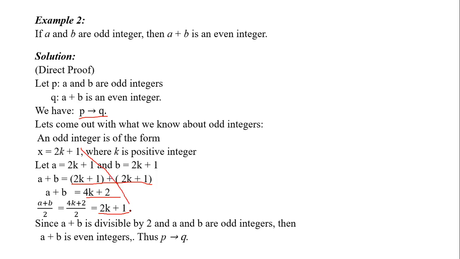Or we can also say that when you add, you are going to get an even number. And we know that whenever you divide an even number by 2, we don't get any remainder, it's divisible by 2. So having gotten a plus b, we can divide by 2. We have a plus b over 2, which is the same as 4k plus 2 over 2, and that will give us 2k plus 1. We don't have any remainder here. Hence, since a plus b is divisible by 2, and a and b are odd integers, then a plus b is an even integer. That's P implies Q. So we are able to prove that.